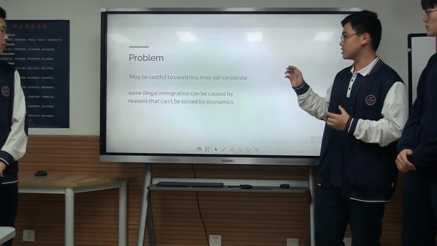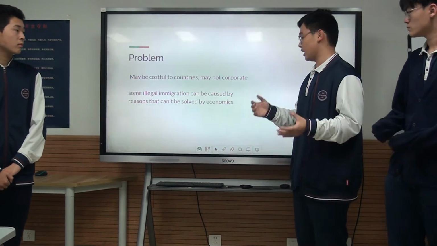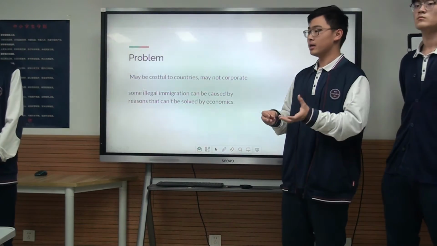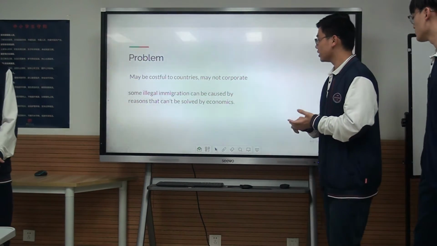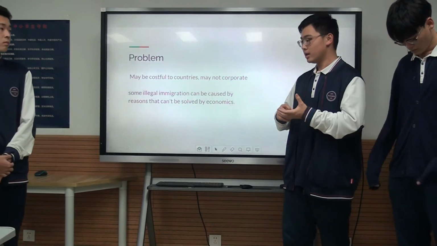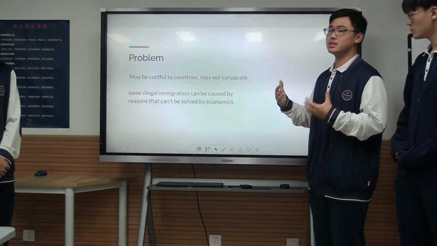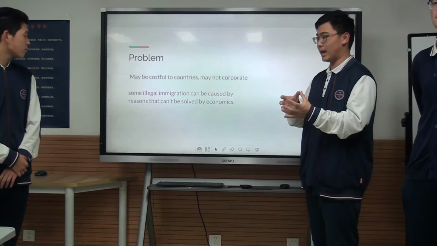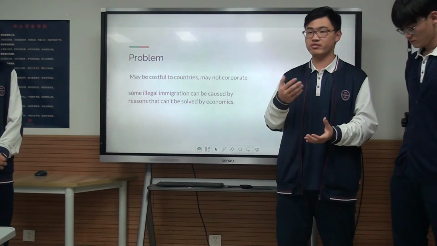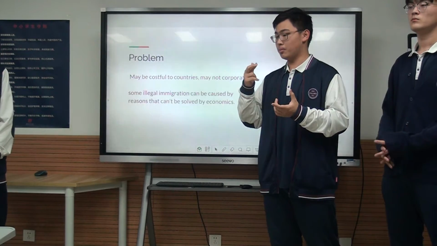And the second problem is that some illegal immigration can be caused by reasons that can't be solved by economic support, just like some prejudice cannot be solved by education. Given this limitation, it's also helpful to think about economic support and countries developing, because we don't see a lot of illegal immigration moving out from the U.S. to other countries, which is because the U.S. is well developed, very rich, and can provide enough opportunity for anyone.